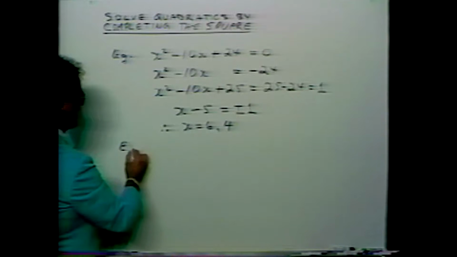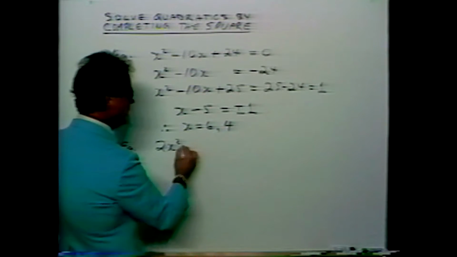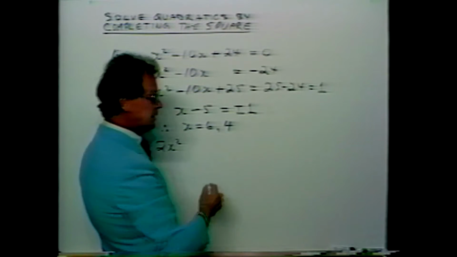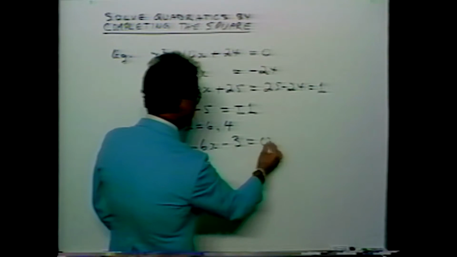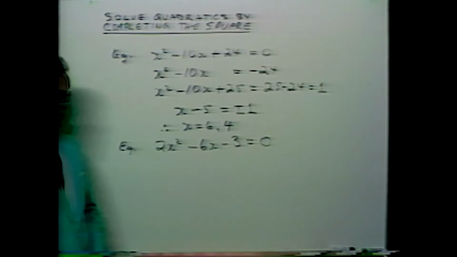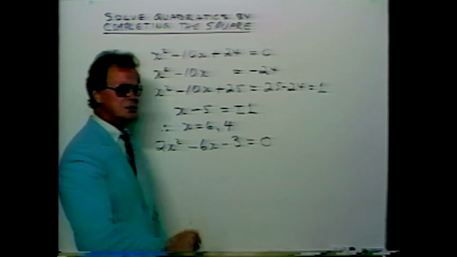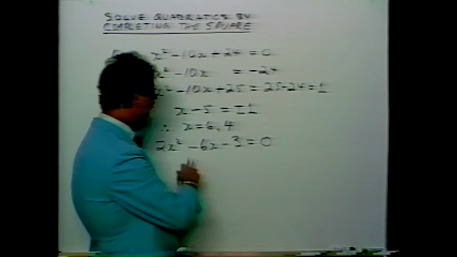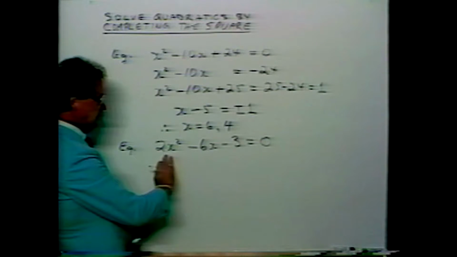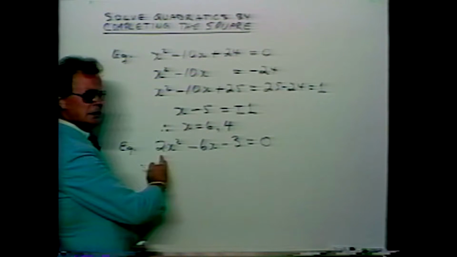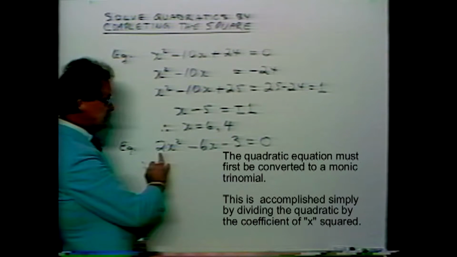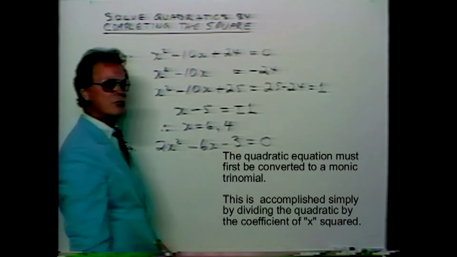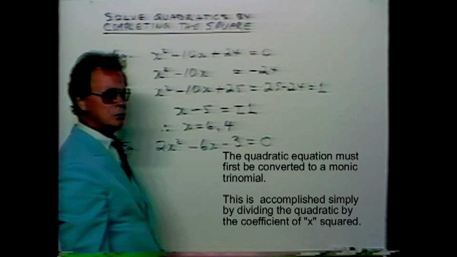Here is another example. 2x squared minus 6x minus 3 is equal to 0. Begin first by establishing the trinomial with its leading coefficient equal to 1. To establish that, you simply have to divide through the equation by 2.